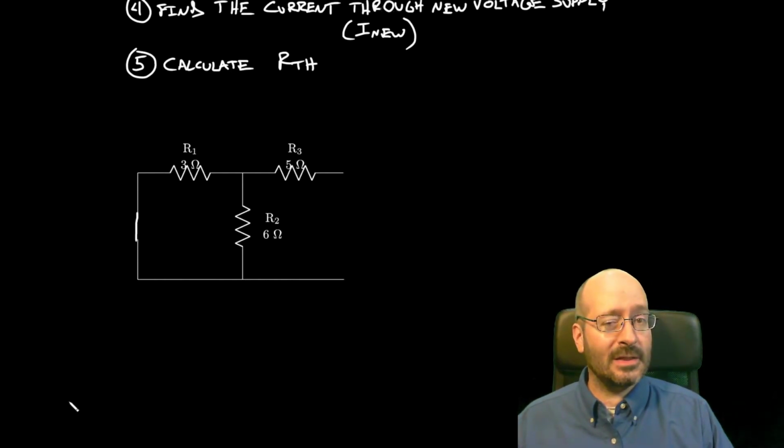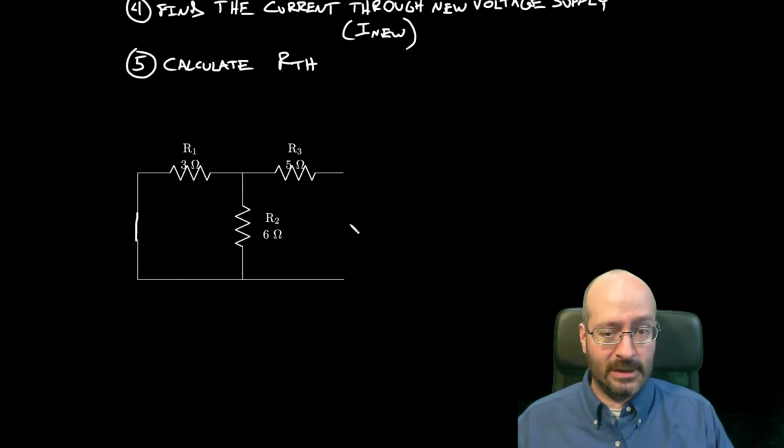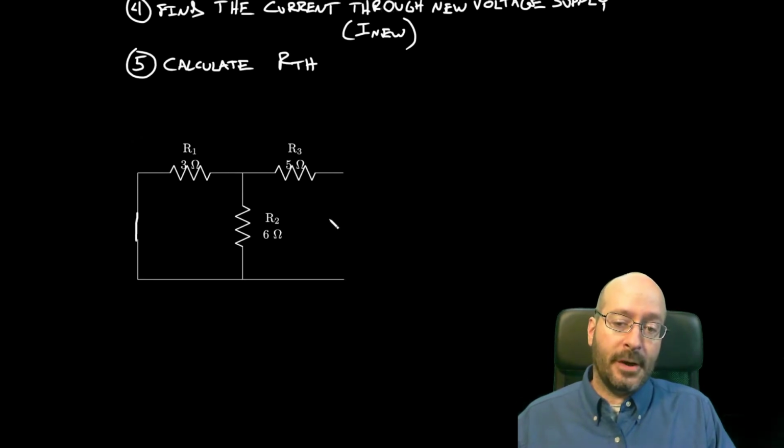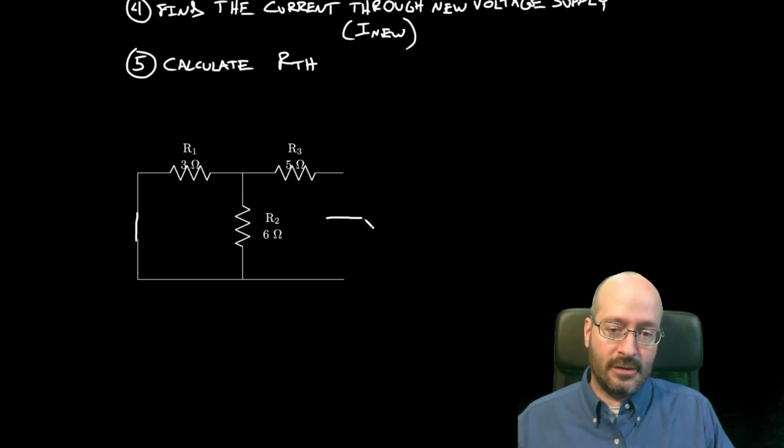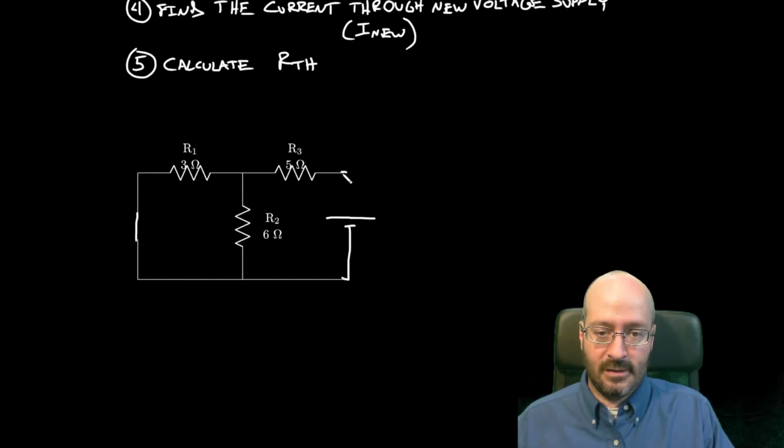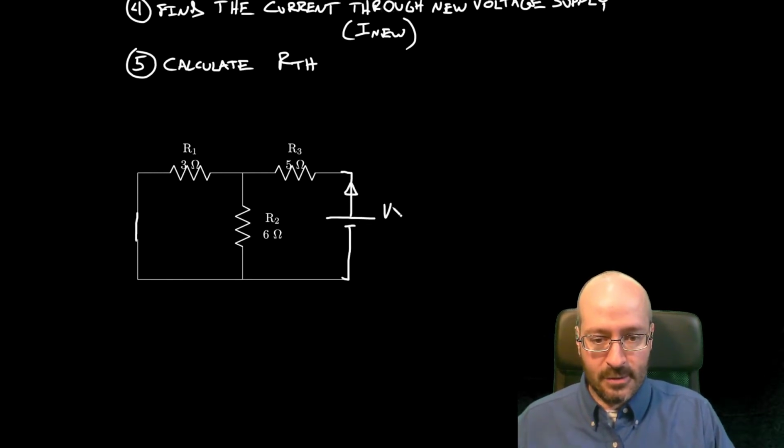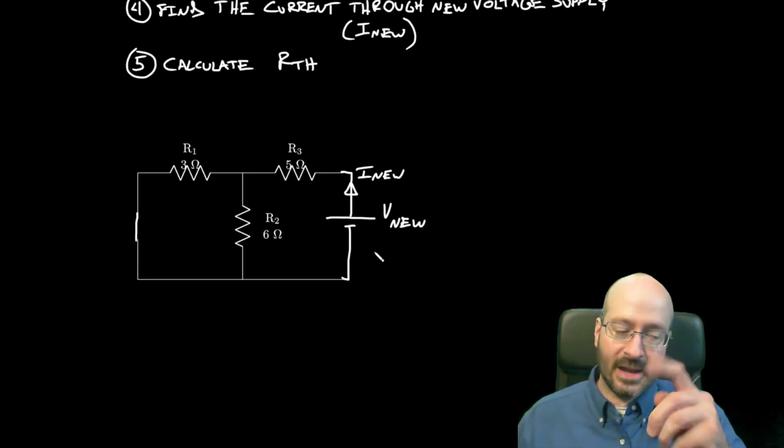So far, it looks like method 1, doesn't it? It really does. But we're going to take a little bit of a turn here, and we're going to put in a new supply that looks like this. Okay. And we're going to give it a value, V new, and I'll go figure out that value in a moment. And then we're going to find the current I new. And we're going to use those to calculate it.